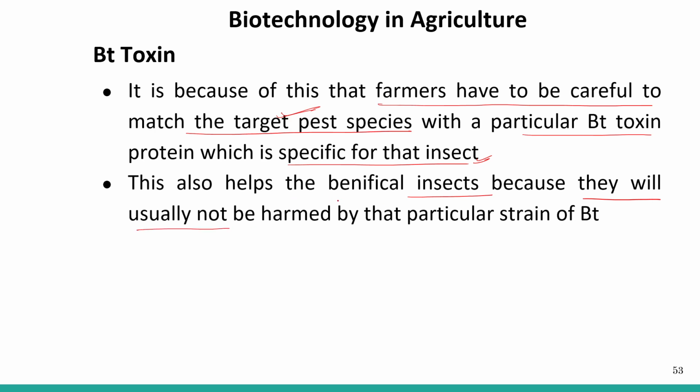There are many insects which are very beneficial for the farmers, right? They do not harm. In fact, they are beneficial in some respect. But if they get killed, then again there will be a great loss, right? So this also helps. Knowing the target pest species is helpful for the beneficial insects because they will usually not be harmed by the particular strains of BT.